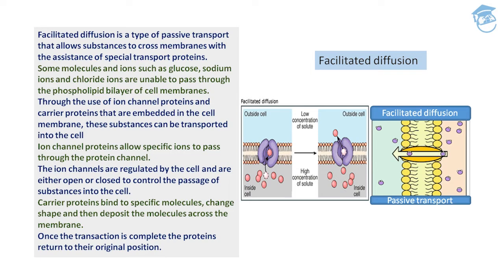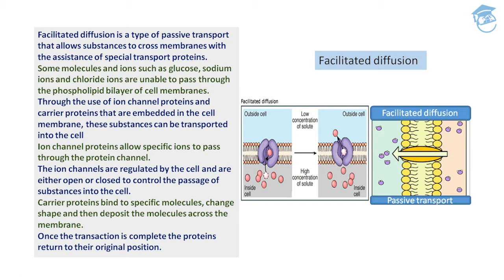This is the outside of the cell and this is the inside of the cell. This is the low concentration area of a solute and this is the high concentration area of the solute. So from inside the cell, which is high concentration, the solutes start to move outside of the cell, which is the low concentration region, with the help of these carrier proteins or channel proteins.